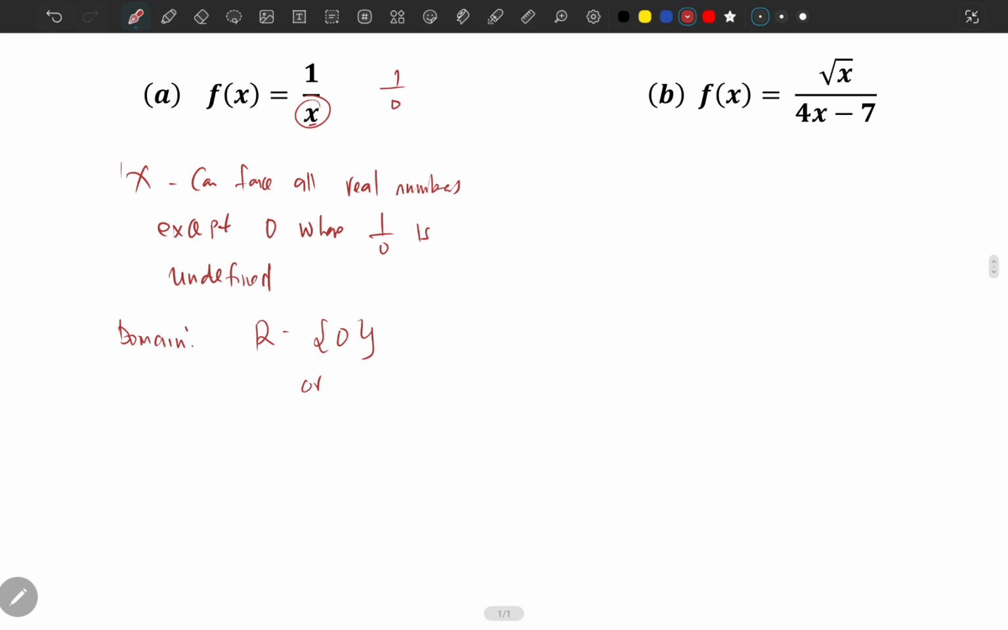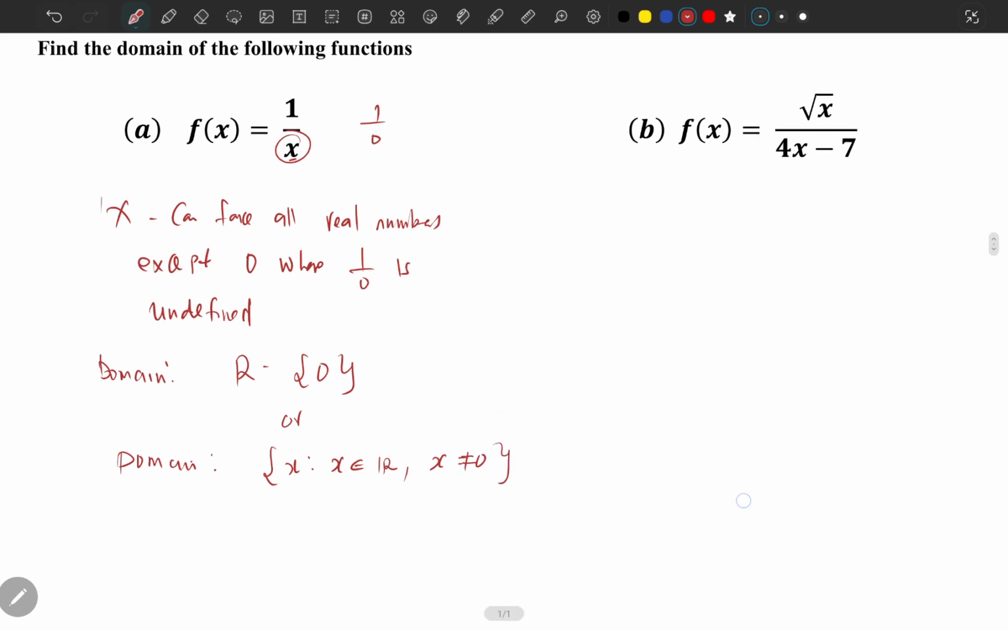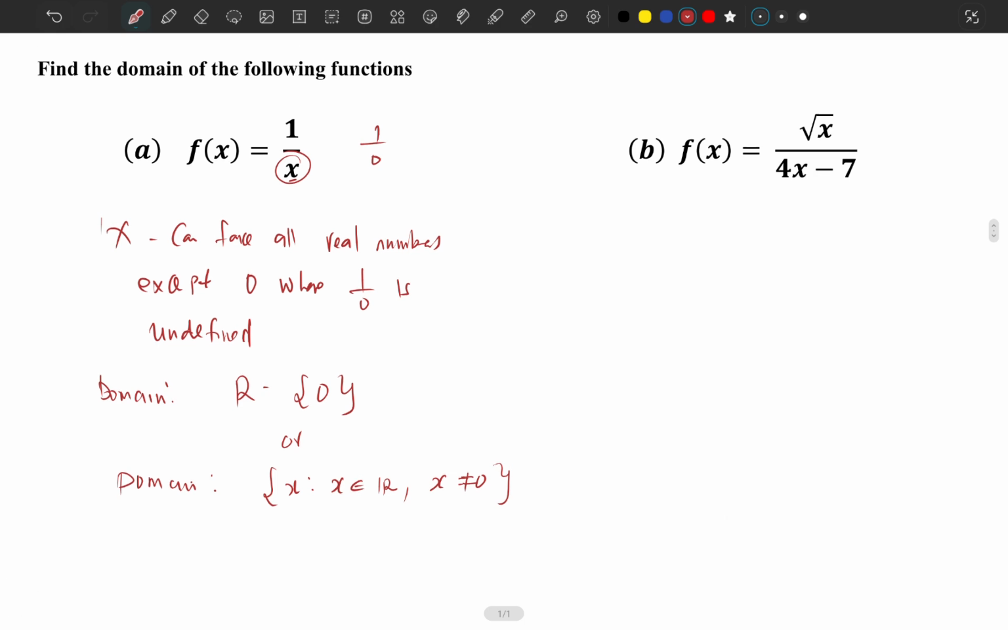Or you can say domain is equal to all values of x such that x is a real number, but the same x is not equal to 0. You can also write this in set notation like that. That will be all for A.